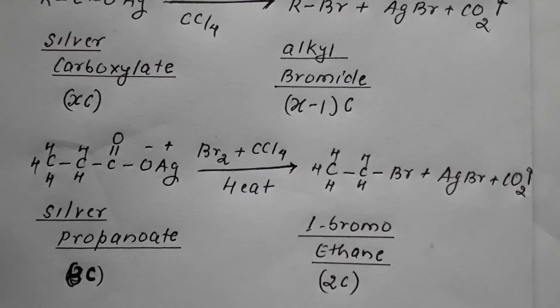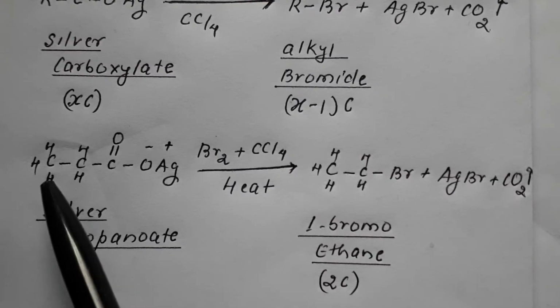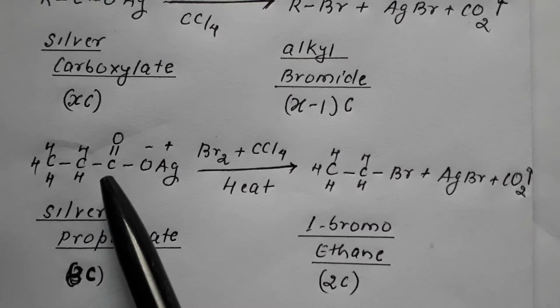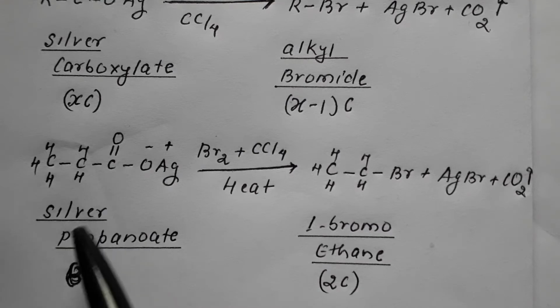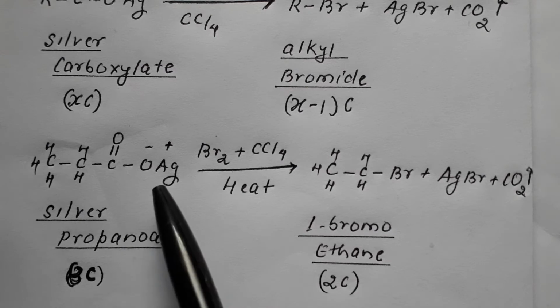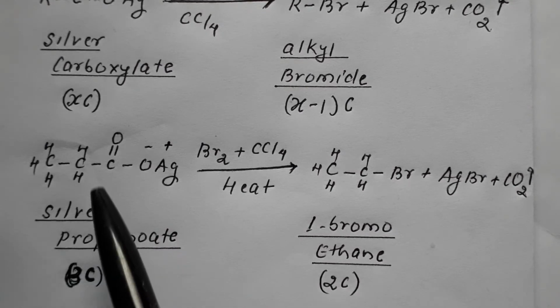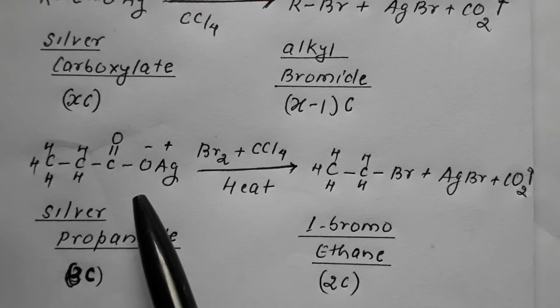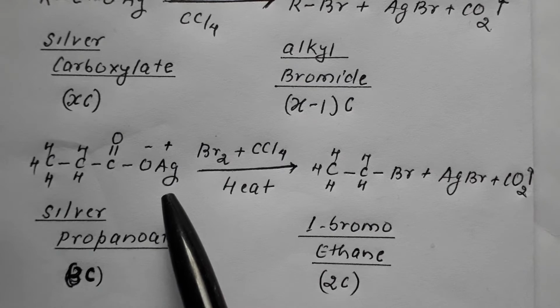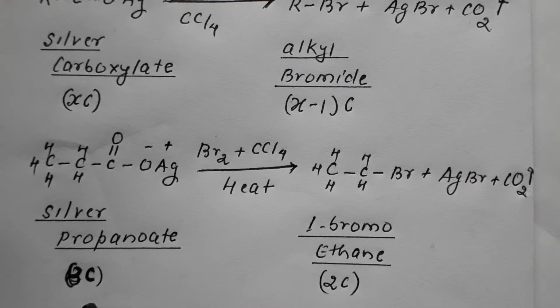Suppose we have taken this compound. It is carbon number 1, carbon number 2, carbon number 3. This is a propane chain. So we have taken silver propanoate. If it had been H over here, it would be propanoic acid, CH3CH2COOH. H removed, it is called propanoate. Ag attached, therefore called silver propanoate. It is a 3 carbon compound.